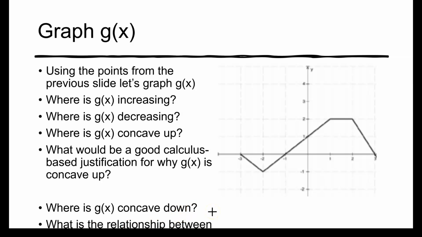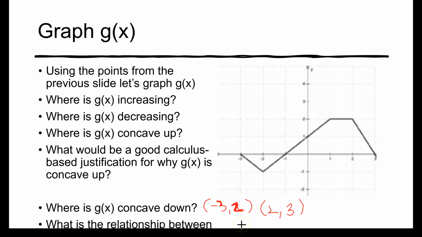And then where is g of x concave down? Well, the graph is going to be concave down from -3 to 2, and from 2 to 3. And again, that is because the graph of f of t is negative in its slope, or decreasing.